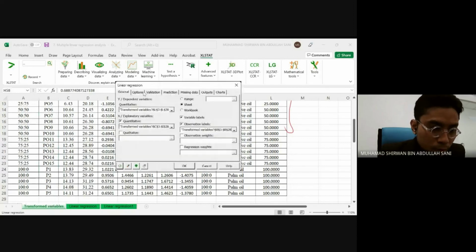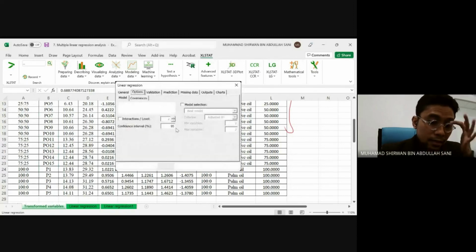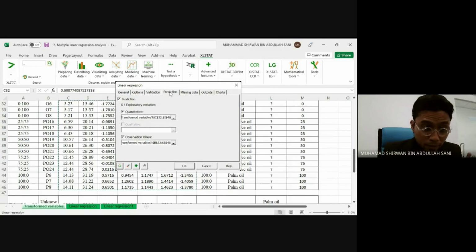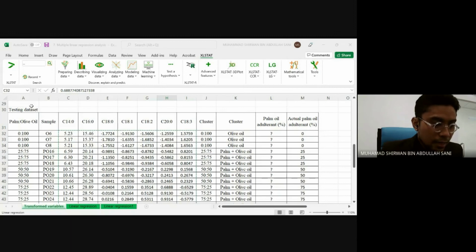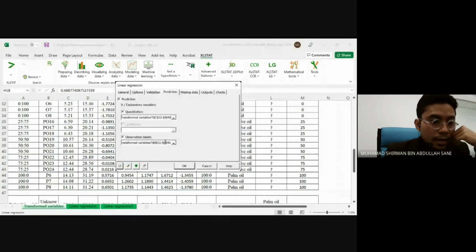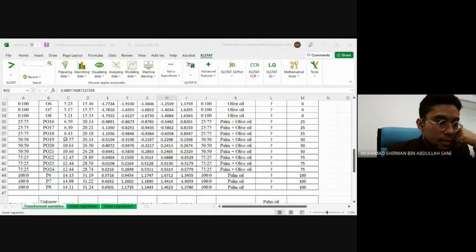Then we go to options, make sure the confidence interval is 95%. For validation, let it be. For prediction, now we want to predict, to test, tick the prediction box. For X explanatory variables, tick quantitative box, but this time, go to testing dataset and then you choose the first sample results, not the samples, not the variable label, the first variable's results. Drag down to the last sample results. And then for observation labels, you choose the sample name.